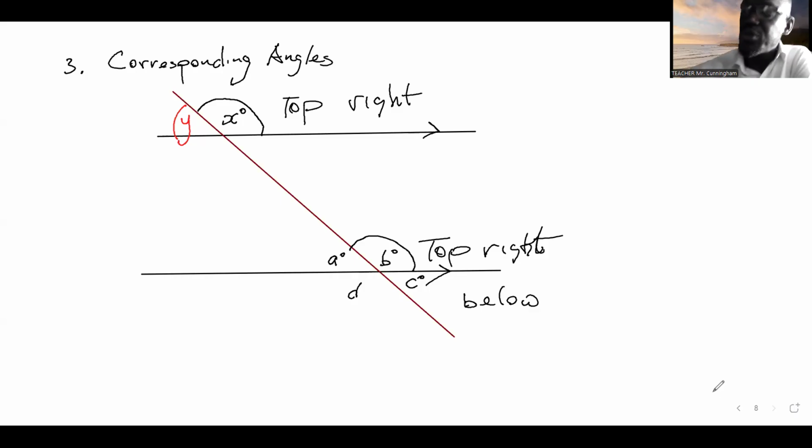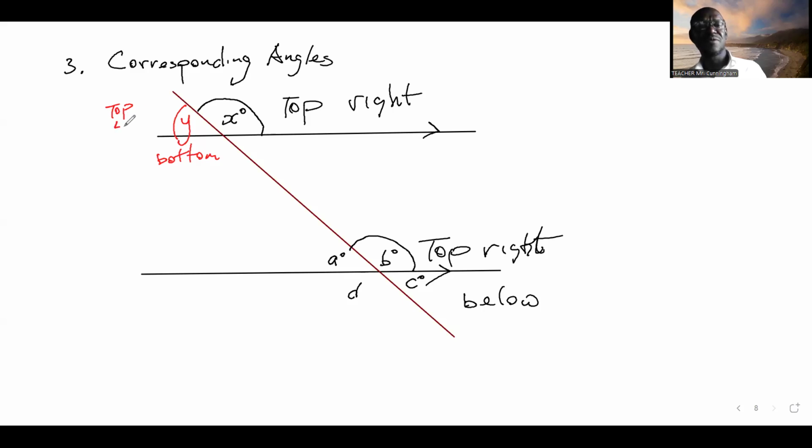All right, people. So we're looking at corresponding angles. Don't send any more. Now, where is Y? Y is top left. So we need to look top left. So A corresponds to Y. Now, listen to this rule now, people.